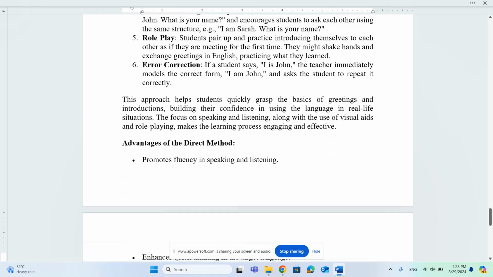So this approach helps students quickly grasp the basics of greetings and introductions, building their confidence in using the language in real life situations. And the focus on speaking and listening, along with the use of visual aids and role playing, makes the learning process engaging and effective.